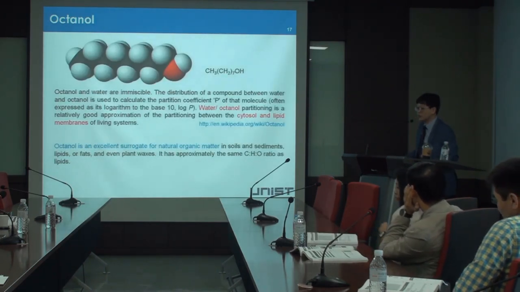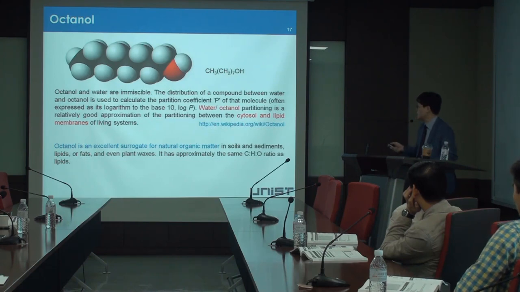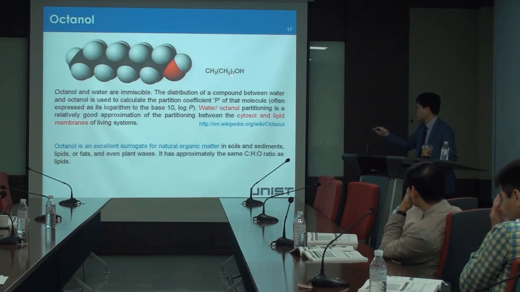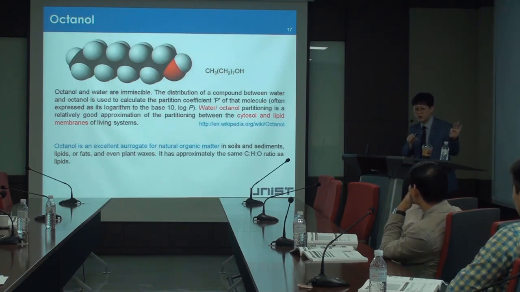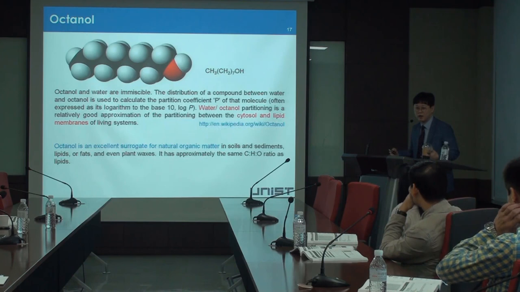The partition property of octanol is very important. The chemical structure is a carbon chain with OH, an alcohol, at the end. OH means it is water soluble, and the carbon chain means less water soluble. The structure is very similar to lipids, and also to some detergents, with a polar head and a non-polar tail. So the chemical properties of octanol are very similar to those of biological lipids.